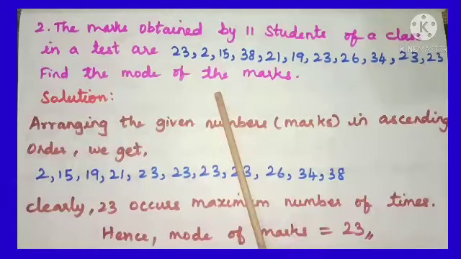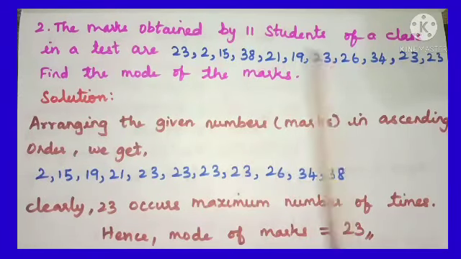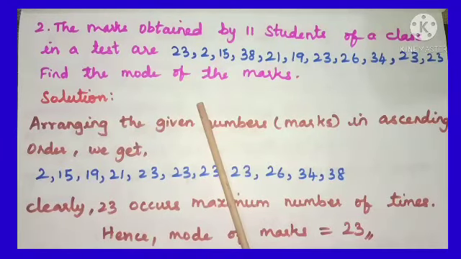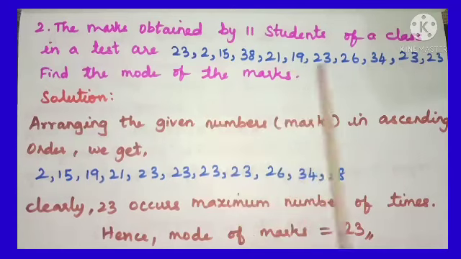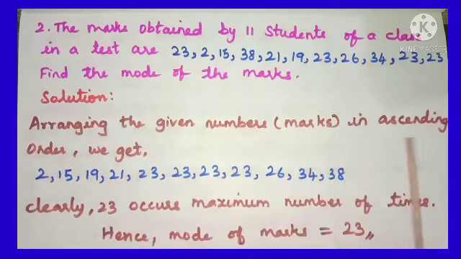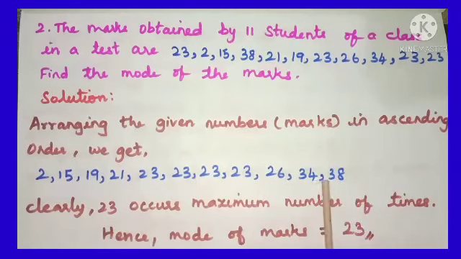So children, mode means that which occurs the maximum number of times in the given data. As our first step, you have to arrange the given marks in ascending or descending order. Let us arrange the given numbers in ascending order from smallest to biggest, and then see which number occurs the maximum number of times. Yes, it is 23. 23 occurs 4 times. Clearly 23 occurs the maximum number of times. Hence, the mode of the marks is 23.